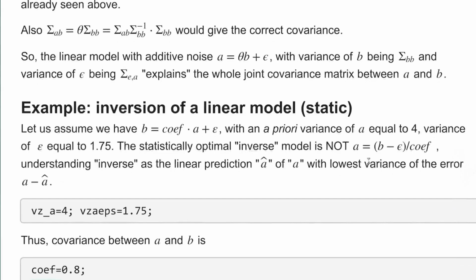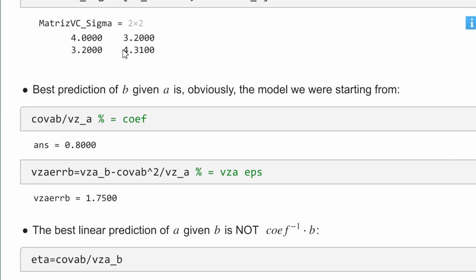Let's see. In a deterministic algebraic sense, if I believe this model, then okay, I can solve for A and I will get this. But we'll see that in statistical sense, that model will not be the optimal statistical prediction, even if it is the algebraic inverse. This is due to the information loss when contaminating things with noise. Let us first see that if we do the best prediction of B, then we get the original model. Indeed, the 3.2 divided by 4 is 0.8, and 4.31 minus 3.2 squared divided by 4, this kind of thing, is 1.75. So if given a model, I build the covariance matrix, and then from that covariance matrix, I want to estimate the original model, then I get the same.